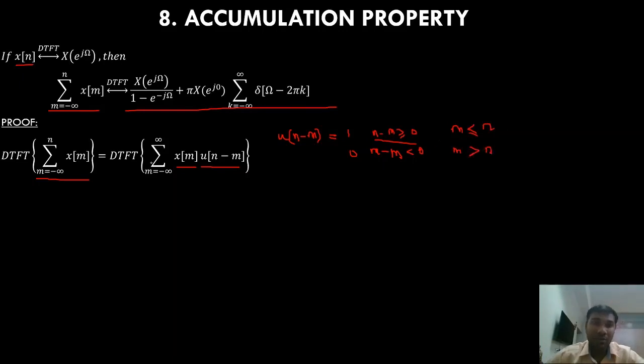For m less than or equal to n, that is from minus infinity till n, my u of n minus m becomes 1. So I can write this as summation m from minus infinity to n of x of m, where u of n minus m is 1 in this range. In the other range, from n plus 1 till infinity, u of n minus m goes to 0, so the entire term goes to 0. This is what is there on the left hand side. So the equivalent of this term is this.